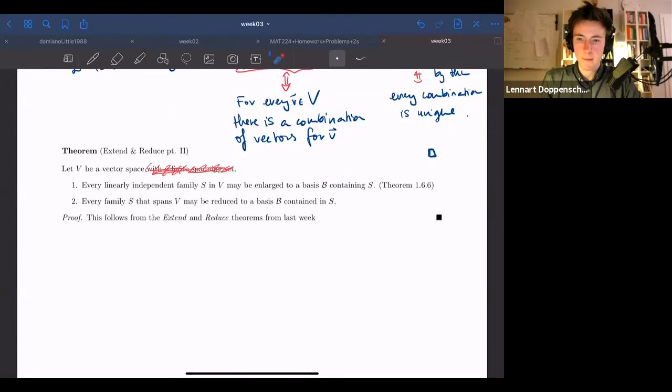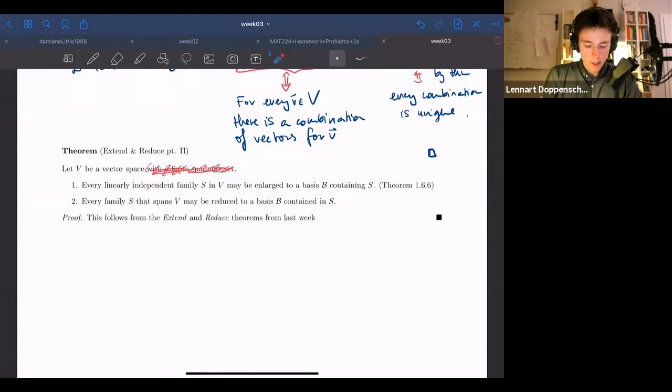So this means we may add vectors to this family S to make it into a basis. And the second point is, and this is in the book Theorem 166, I don't know why the second part isn't in there. I think it should be part of this theorem. It should also be included.